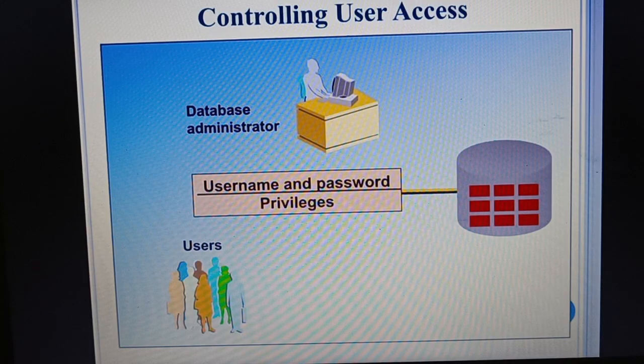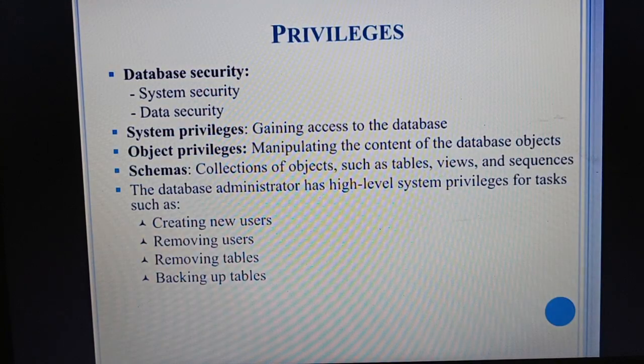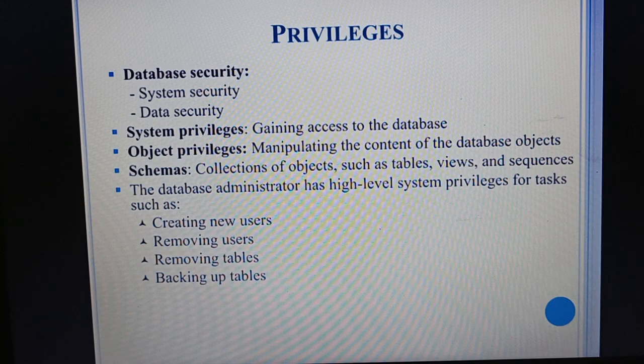Now, controlling user access. The database administrator manages username, password, and privileges. So for users, we have to discuss privileges. Database security has two parts: system security and data security. System privileges mean gaining access to the database. Object privileges mean manipulating the content of the database object. And schemas are collections of objects such as tables, views, and sequences.